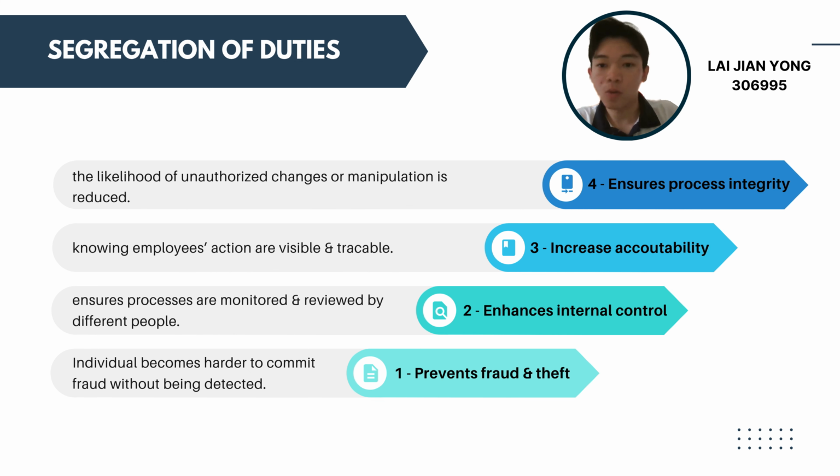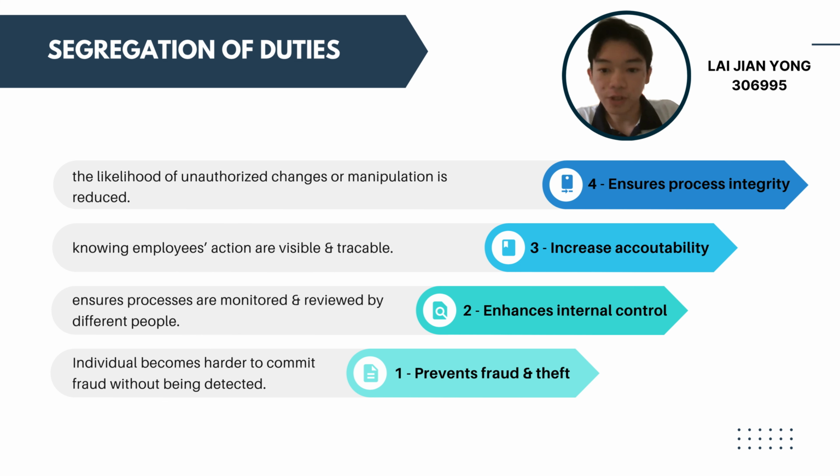Now let's talk about one of the fundamental principles in internal control, which is segregation of duty, or we call it SOD. The main goal of segregation of duties is to ensure that no single employee is responsible for an entire process from start to finish. This helps organizations reduce the risk of error and fraud. Let's look at the key benefits.